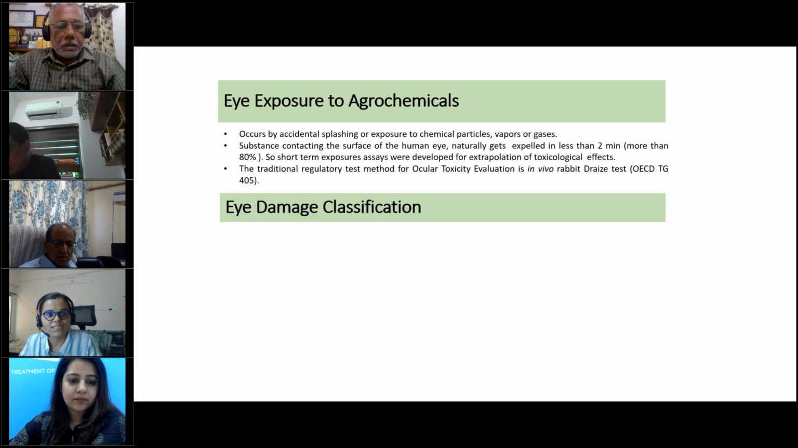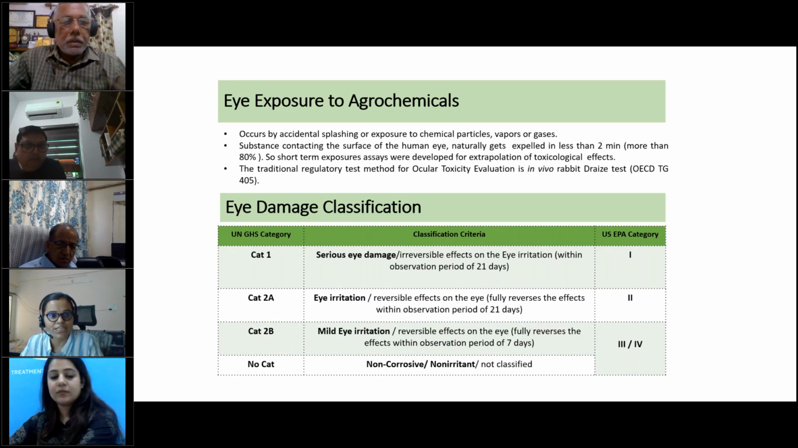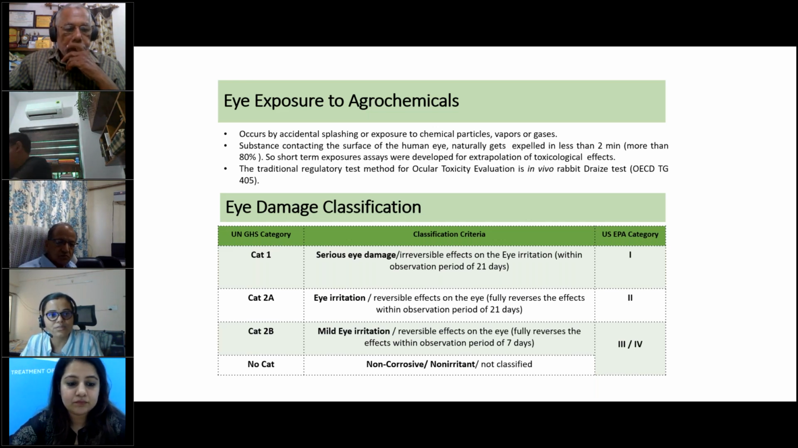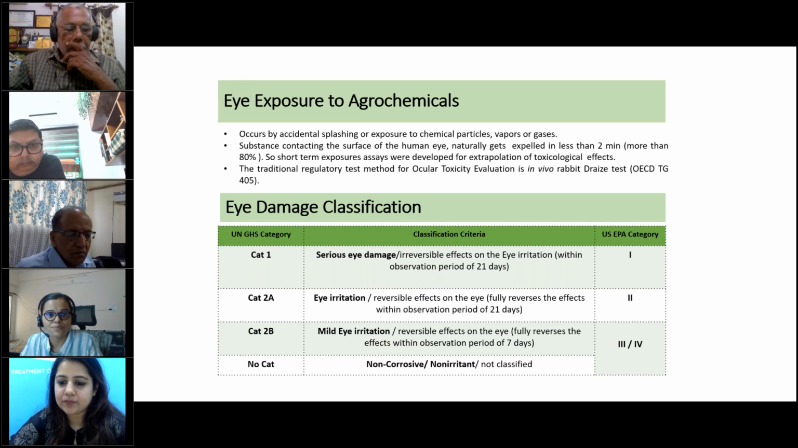And coming to the classification of eye damage, there are 3 classes which are categorized by UN GHS, Globally Harmonized System, wherein category 1 accounts for serious eye damage, which is irreversible effects on the eye within the observation period of 21 days in the rabbit eye test. And the same classification goes with US EPA as category 1.